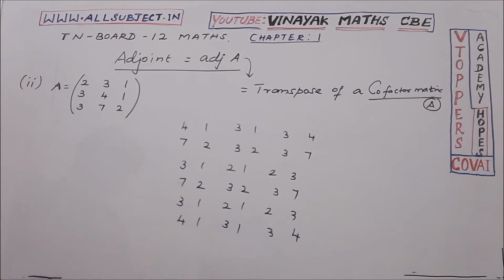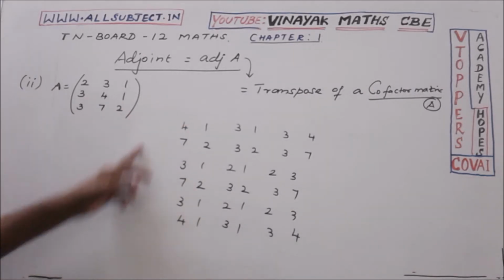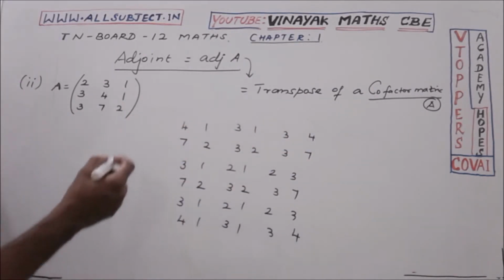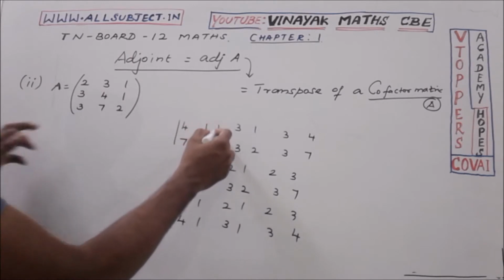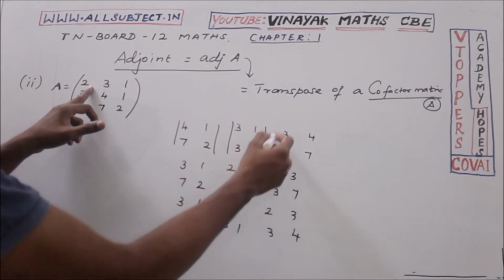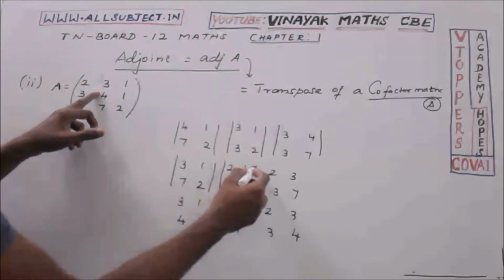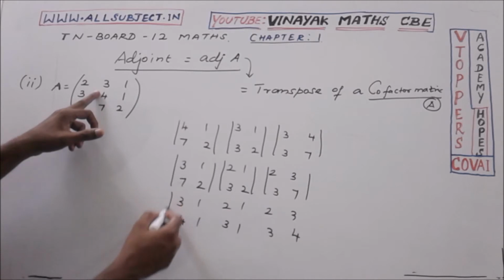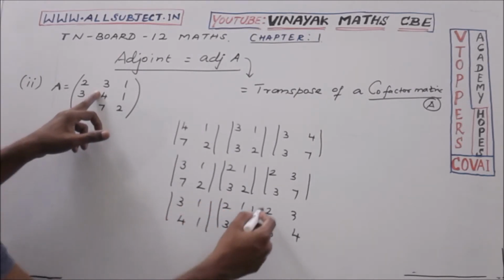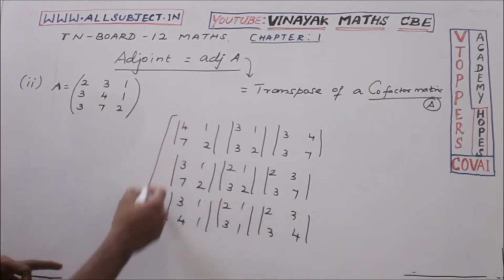So directly we can calculate the adjoint of A by using a shortcut method. Now we have calculated its minor values. Here this is the minor of the first element, for the minor of the second element this one, for the minor of the third element this one, then the minor of the fourth element and the next element. The last row we have minor values like this.